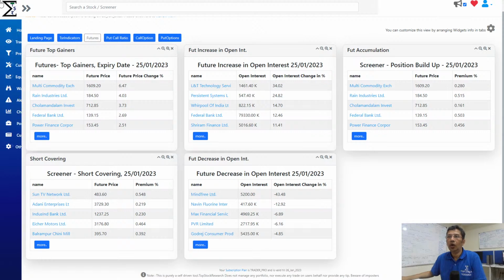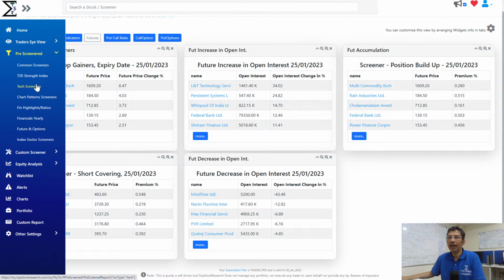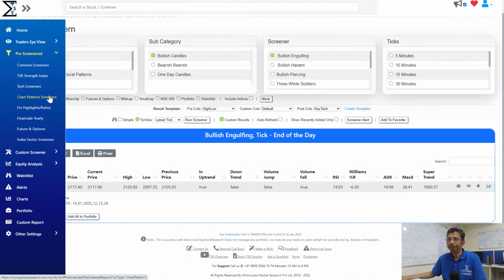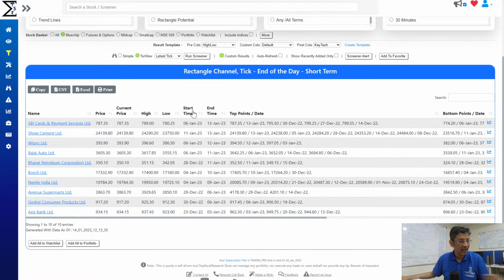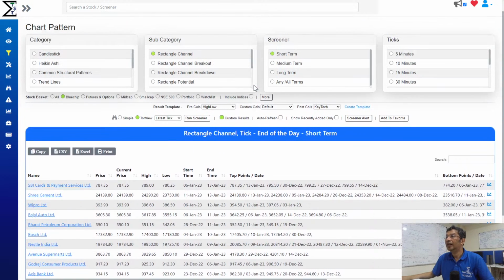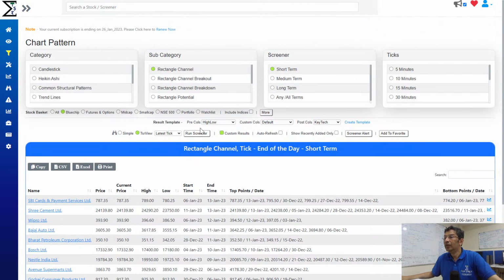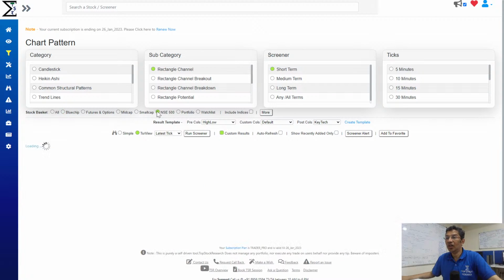Yeah, right. So we have these screeners. Basically we have two kinds of screeners, for somebody who is not very familiar with the system. One is pre-screen, which is a pre-created screener for most of the common analysis which analysts do, and second is custom screener. So we'll go into the simple one first, chart pattern screener. In the chart pattern screener, we'll go into trend lines, or basically we go into channel. In the channel, we have NSE 500. Let's go into rectangle channel, short term. We go into NSE 500 stocks.